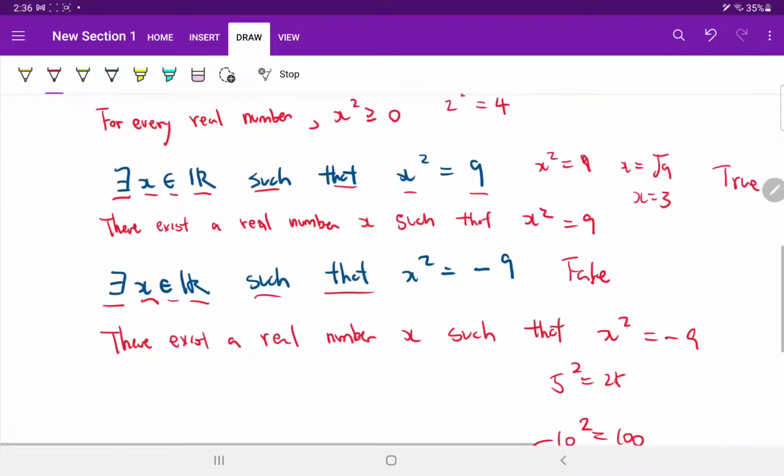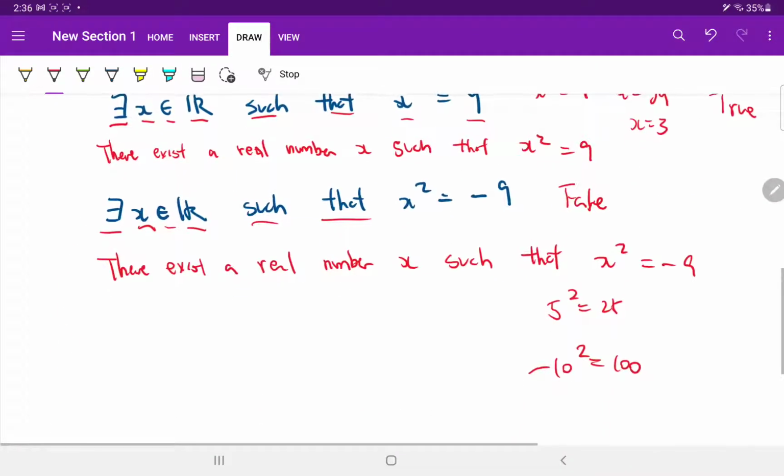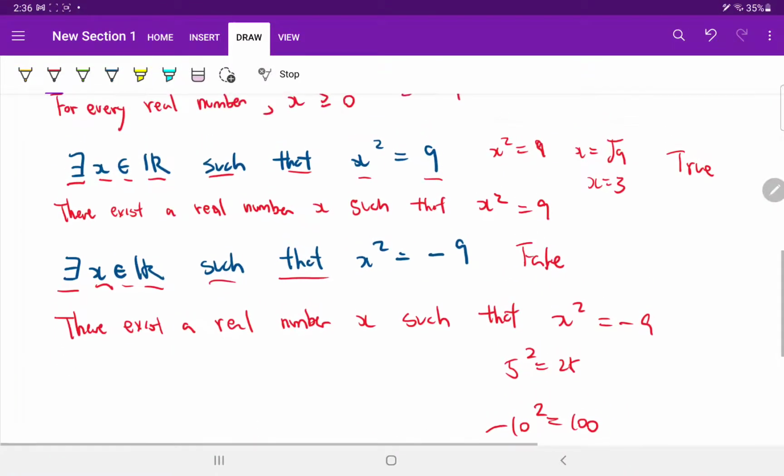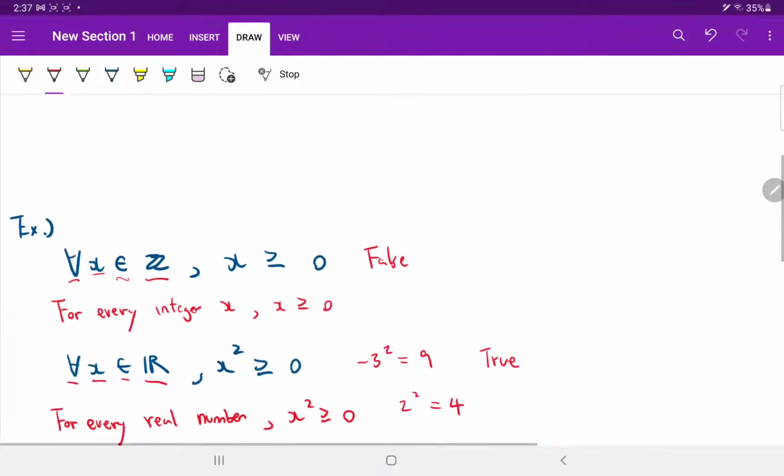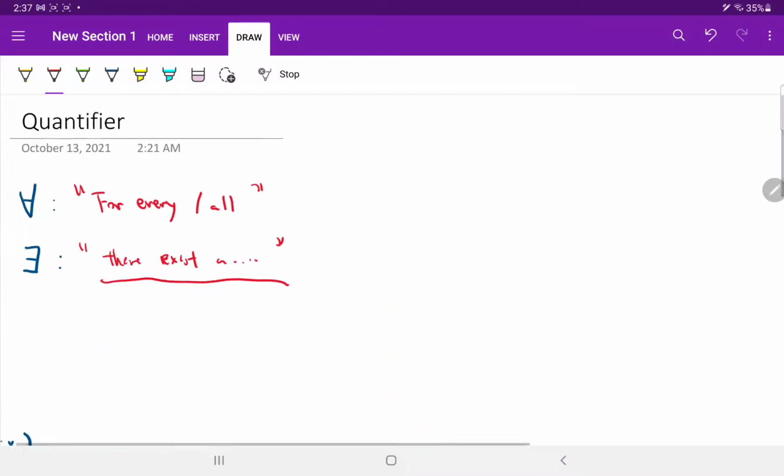So these will be our 4 little examples to get you more familiar with these quantifier ideas, which will be extremely important later on in proofs and all that.